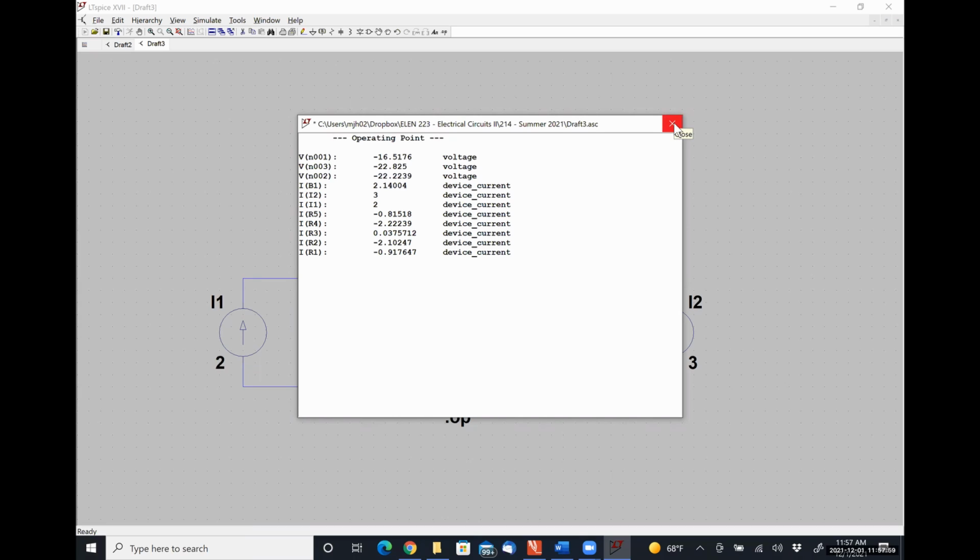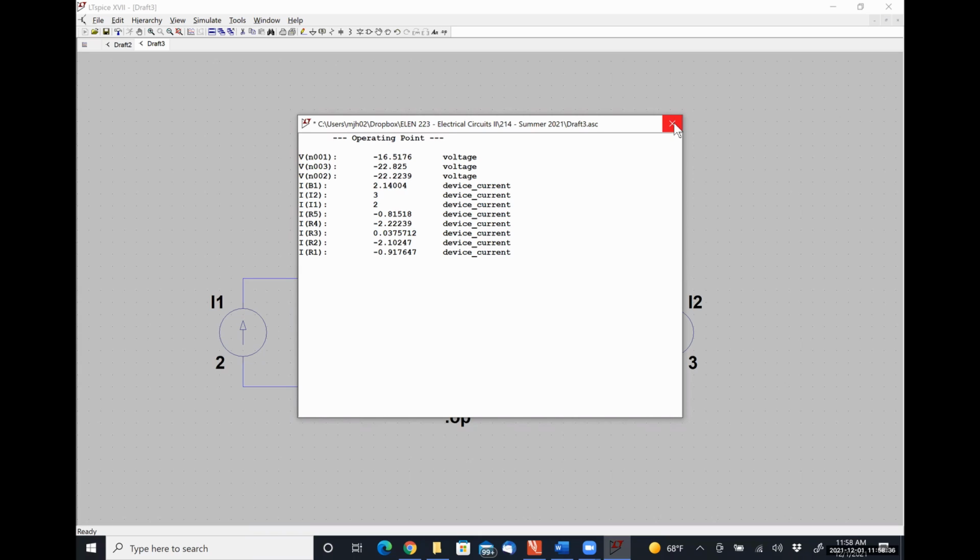If we close this out, why do we get different values than we got before? We're getting the same values, we're just getting them in a different order. When we did it last time, we got like -6 and -5. So for VA, we got -16.518, which is that. For VB, we got -22.825, which is that. For VC, we got -22.224, which is that.